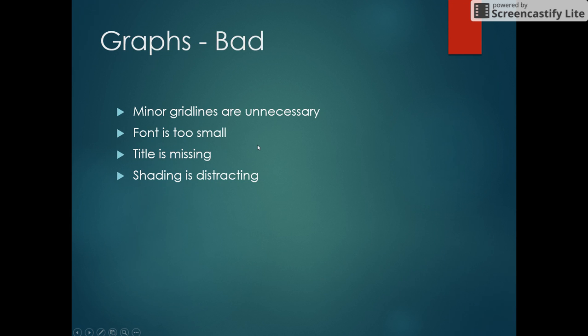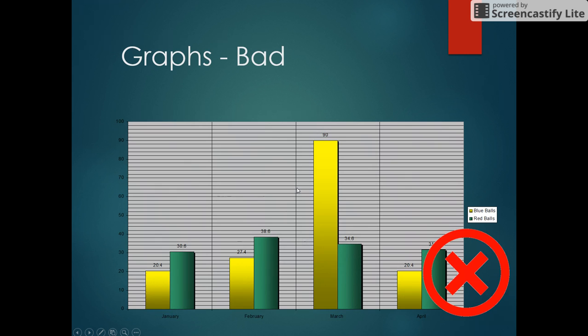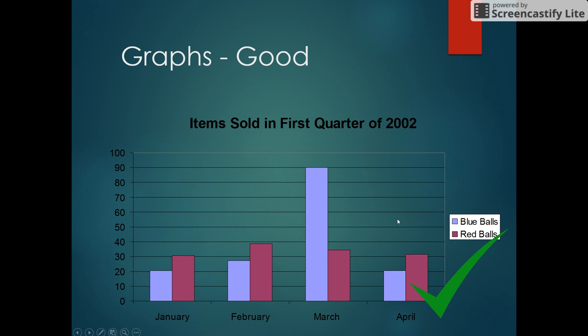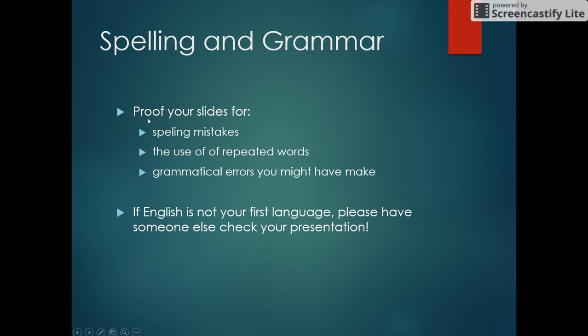And as you'll see here, some of the problems we have with this: a lot of minor grid lines get in the way. The font's small. There's no title. Shading's distracting. So this is kind of hard to read, especially if you're in the back of the room, because of all these grid lines. Shading, like I said, is distracting, and the font is too small. So if you did something like this instead, this is so much simpler. It's clean. It's easy to read. So, again, graphs are good. Just keep them kind of simple.